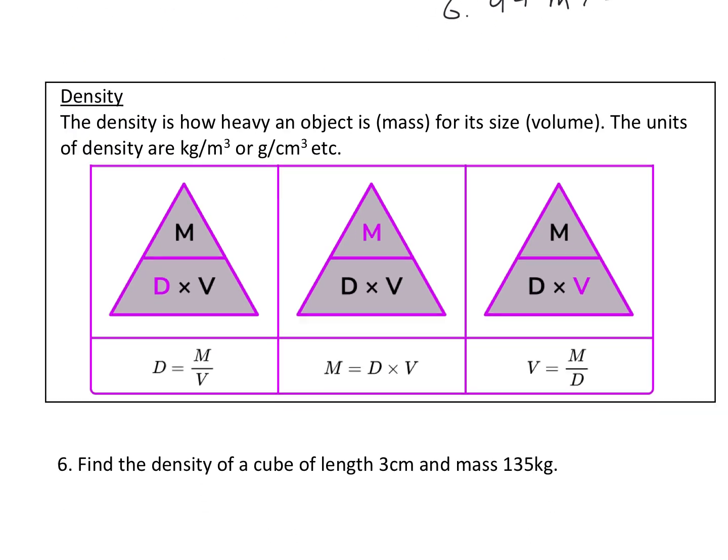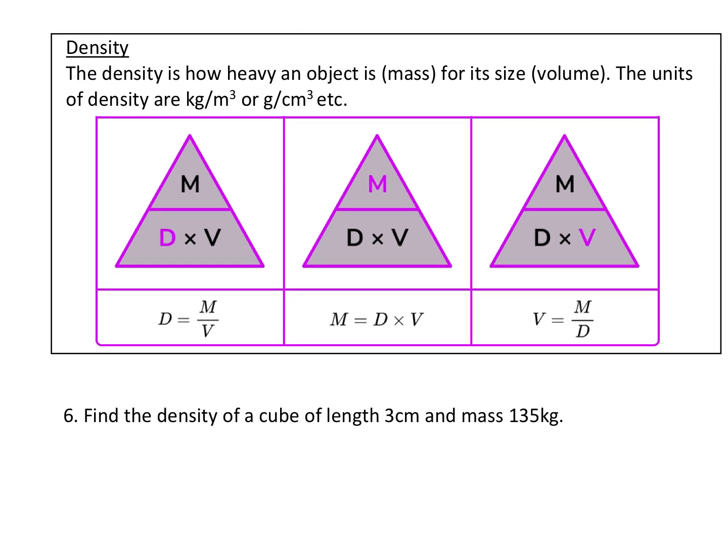The next compound measure we'll look at is density. Density is how heavy an object is for its size, or its mass per unit volume. The units of density are kilograms per meter cubed, or grams per centimeter cubed, etc., as long as you have a mass divided by a volume.